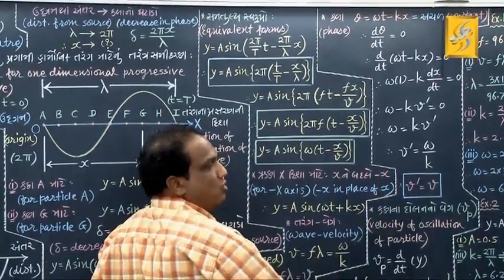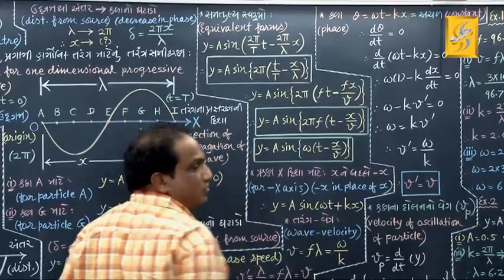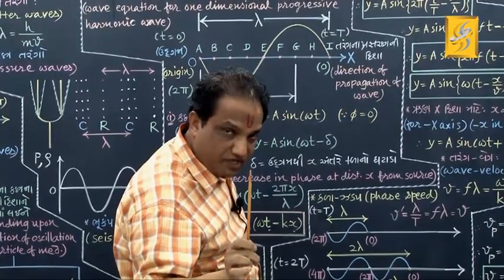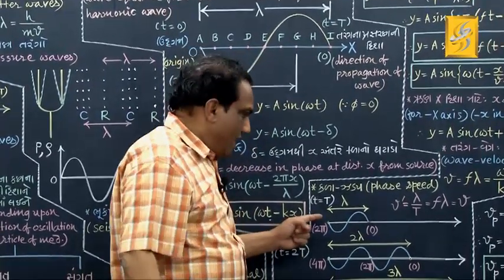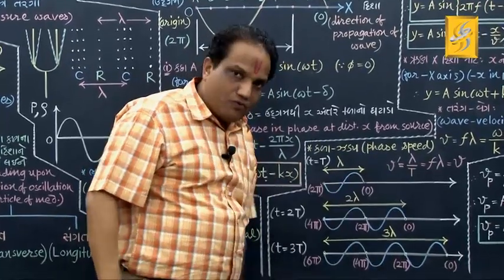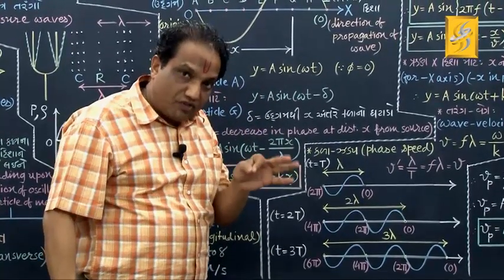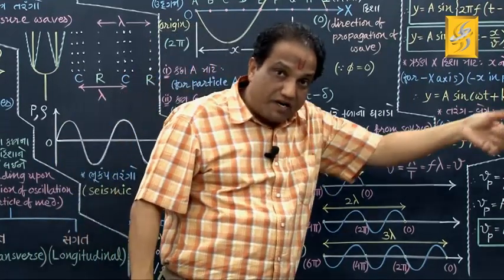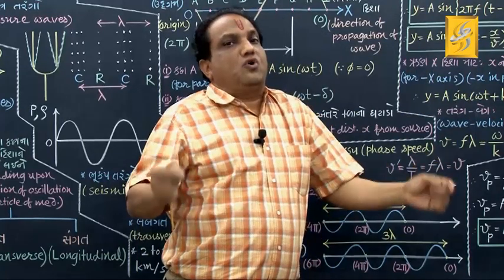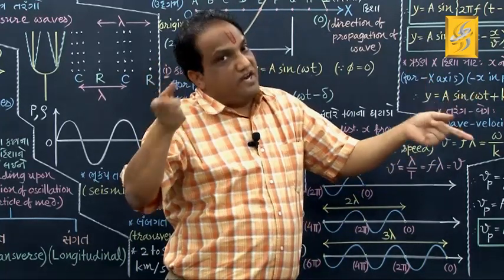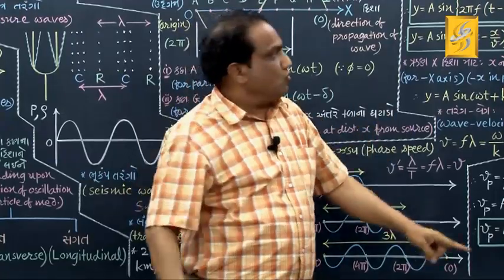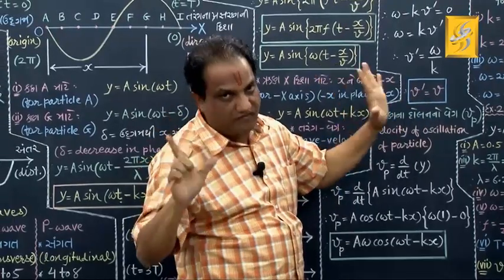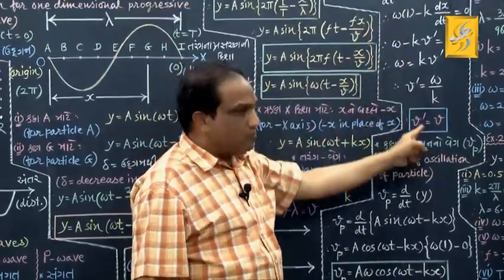So what ultimately have we proved? Phase speed is equal to wave velocity. Correct? I repeat the definition of phase speed from last time. Along the direction of propagation of the wave, the speed with which constant phase is possessed by the particles is called phase speed, and that phase speed value comes out to be equal to the value of wave velocity. That is what we have proved. Okay, fine. Here we have proved it according to the textbook method.